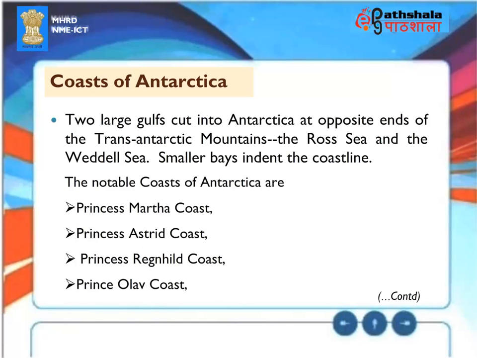Coasts of Antarctica. Two large gulfs cut into Antarctica at opposite ends of the Transantarctic Mountains, the Ross Sea and the Weddell Sea. Smaller bays indent the coastline.